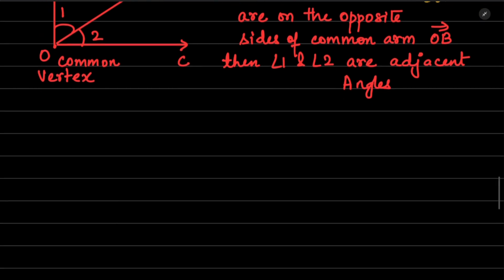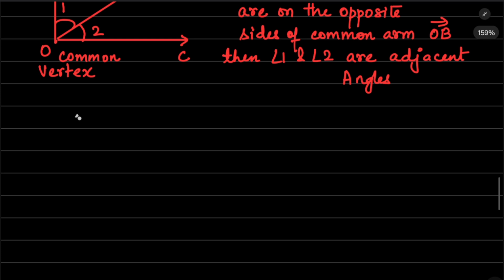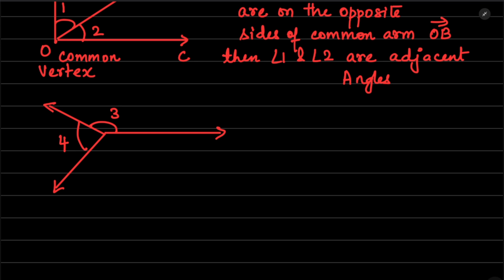Now let me draw another figure here. Suppose you have a figure like this. This is one line. This is another ray. Let this be angle 3, and let this be angle 4. Now tell me, can you say that angle 3 and angle 4 are adjacent? How will you check it? You should see if angle 3 and angle 4 have a common vertex. Yes, they do have a common vertex.